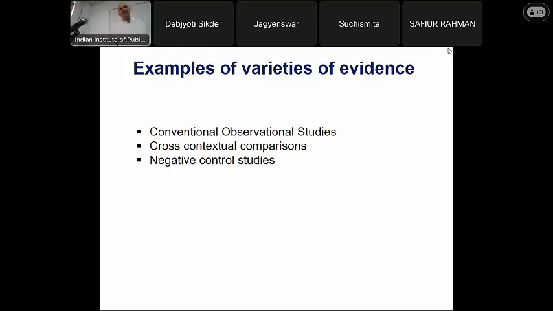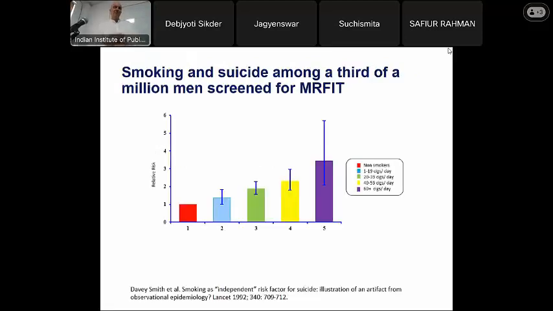I think my first negative control, as I called it then, was in the paper in the Lancet in 1992. And the giveaway is the title of the paper: Smoking as Independent Risk Factor for Suicide, illustration of an artifact from observational epidemiology. Many papers have come out showing that smoking is strongly related to increased rates of suicide. But one can think of very obvious confounders of that association, and also reverse causality. People who are depressed are going to find it harder to give up smoking, for example, and you can medicate with nicotine.